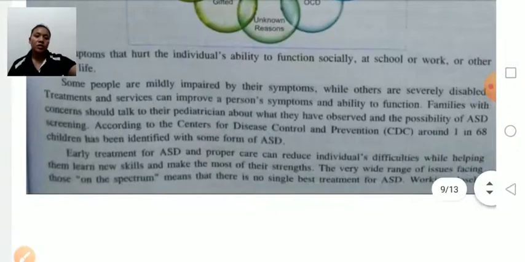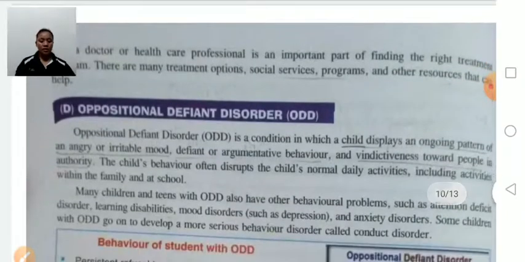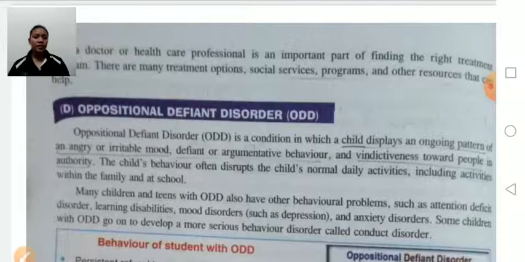Next is oppositional defiant disorder. Oppositional defiant disorder is a condition in which the child displays an ongoing pattern of angry, irritable mood, defiant or argumentative behaviors. The child's behaviors often disturb the child's normal daily activity, including activity within the family and at school. Children with this disorder always tend to disturb themselves as well as the people around them.